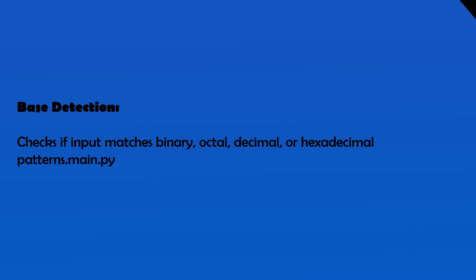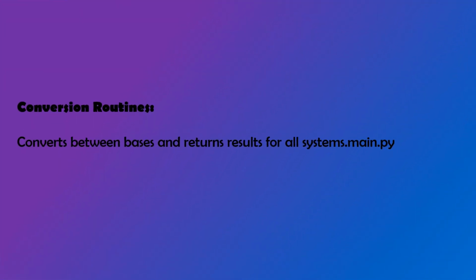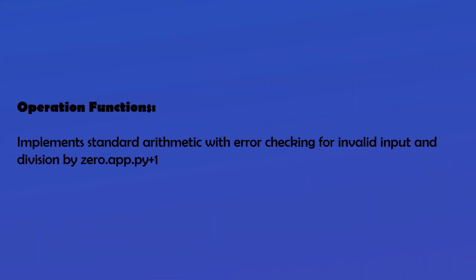Next is the conversion routine. This converts numbers between all four systems. And finally, the operation functions. These include add, subtract, multiply, and even divide. Each one checks for errors, especially division by zero, which will throw an invalid input error or zero input error.